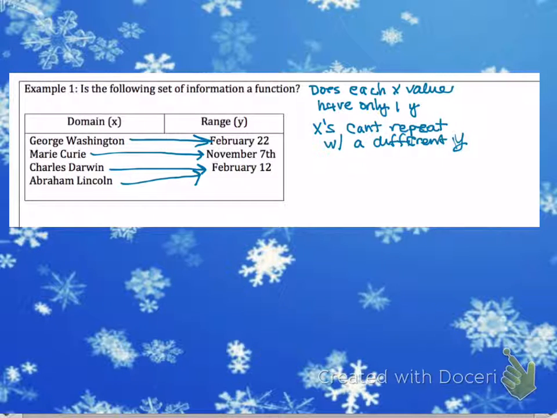So this is a function, and that's a good idea to keep in mind when you're trying to think about whether or not something is a function. Does the x have more than one y possibility? A person cannot have more than one birthday. The birthday example is a good example of a function. If it doesn't fit with that kind of birthday setup, then it is not a function.